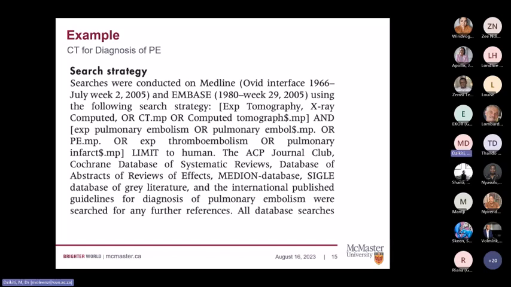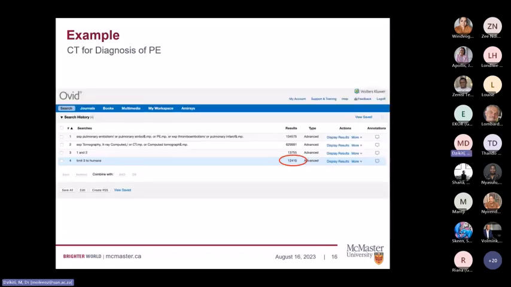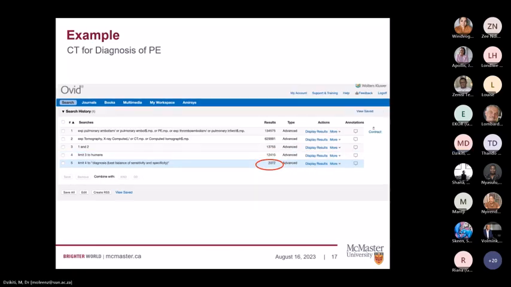Second example, similar to my diagnostic study, is CT for pulmonary embolism. So here it's CT, pulmonary embolism, and you limit it to humans. You can see here that when you just look at pulmonary embolism, there's 134,000 hits. Just look at CT scan, there is 630,000 hits. When you combine them, there's about 13,000 hits. And then when you limit it to humans, you get about 12,000 hits, which is a much more manageable number of papers, abstracts, that you have to go through. And then when you limit it to diagnosis, where you're looking at diagnostic accuracy, which in this case, the filter is best balance of sensitivity and specificity, which I'll go through in a bit, you get down to about 2,000. So that's just an example of how one would do it.